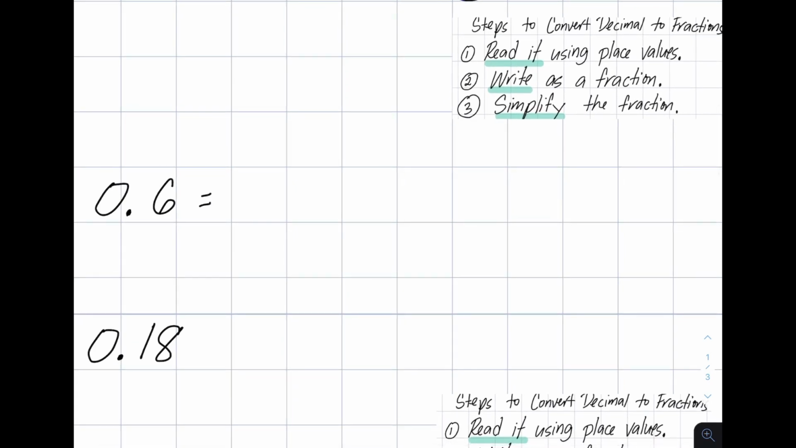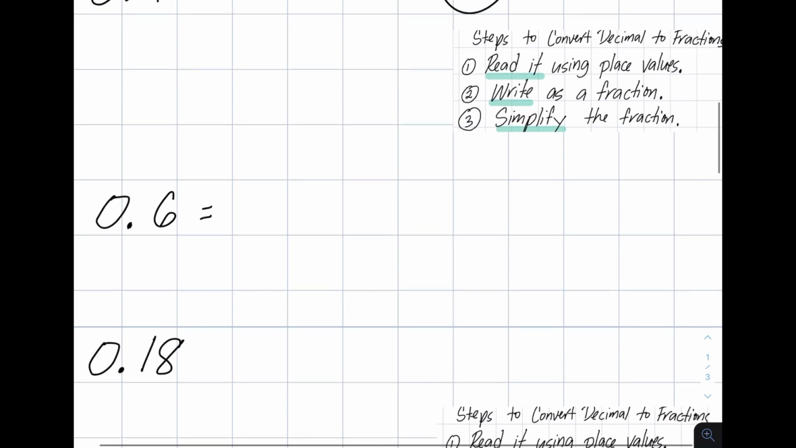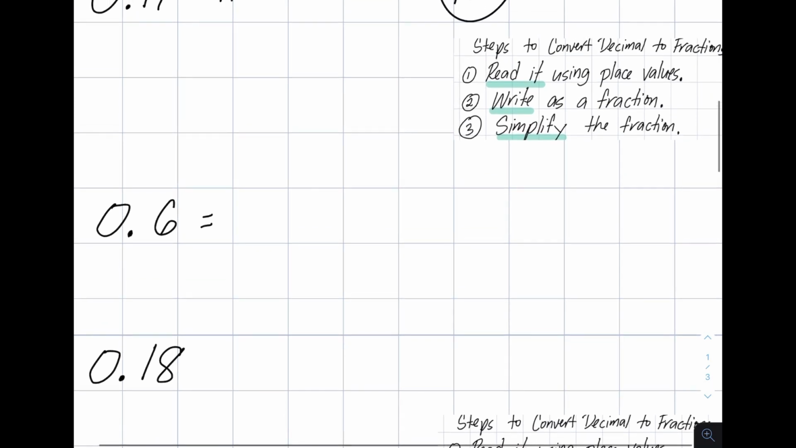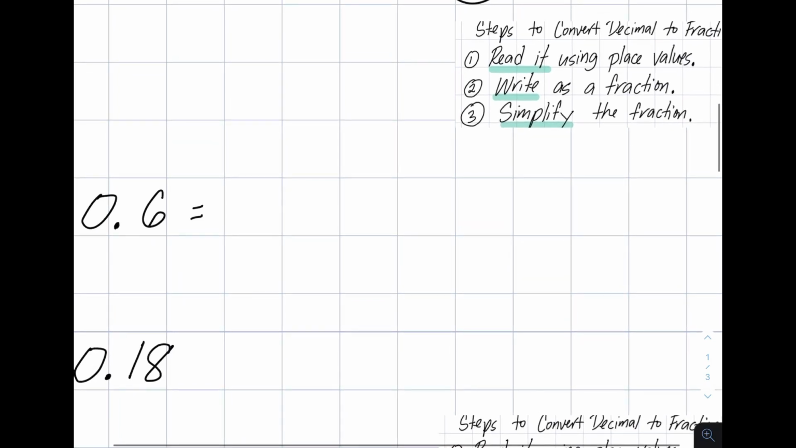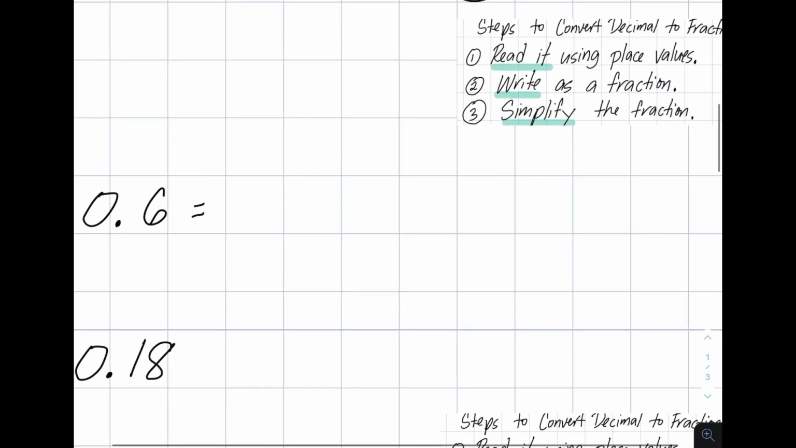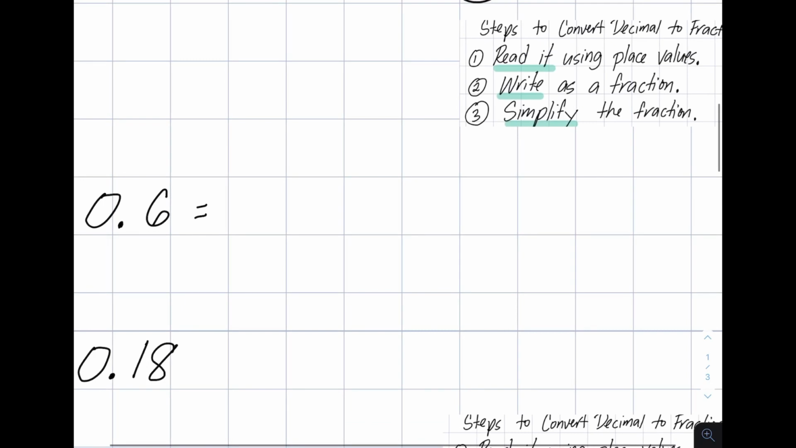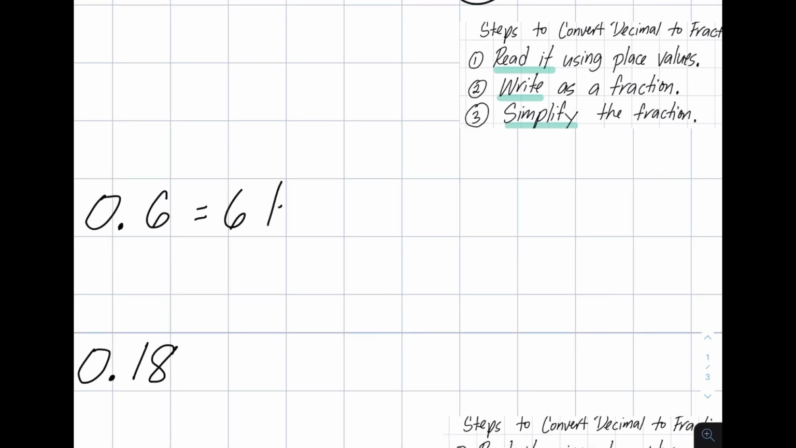The next problem is 0.6. Let's zoom it up a little. 0.6. Again, you read it 6/10. Write it as a fraction, 6/10.